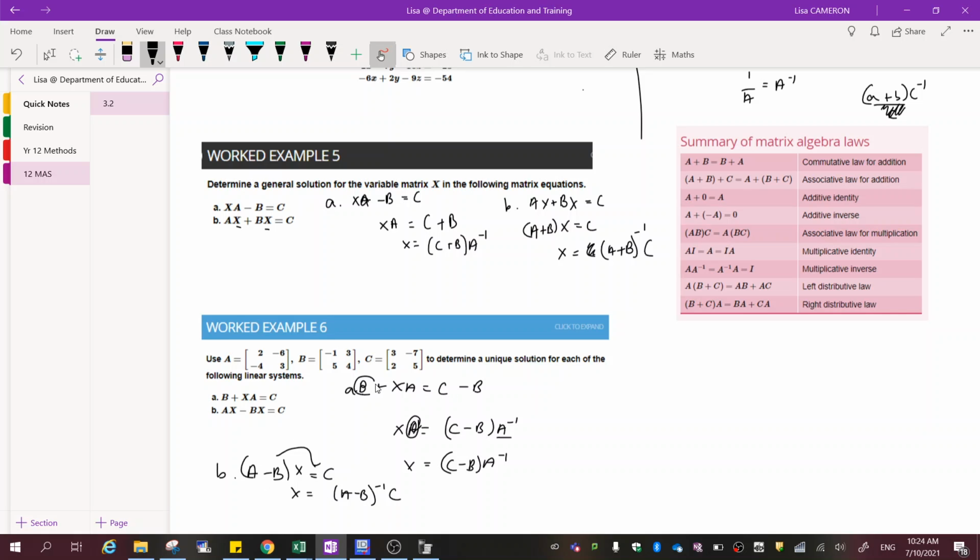Okay, up here, B got to go on the end because whether I do C minus B or minus B plus C, they are the same for matrices. It's down here when they're multiplying and dividing that you'll have problems.